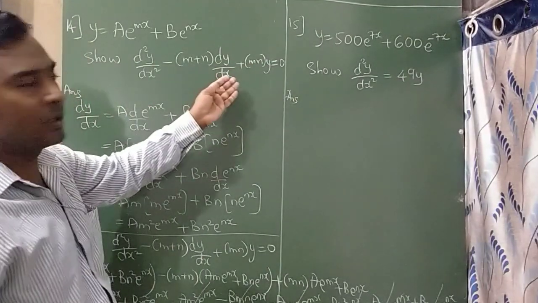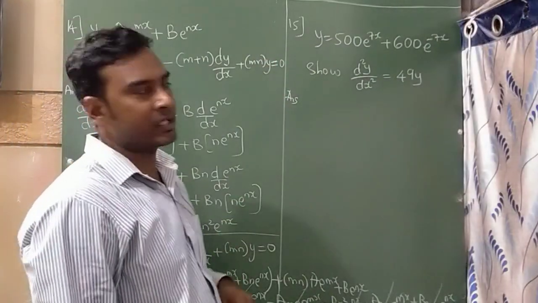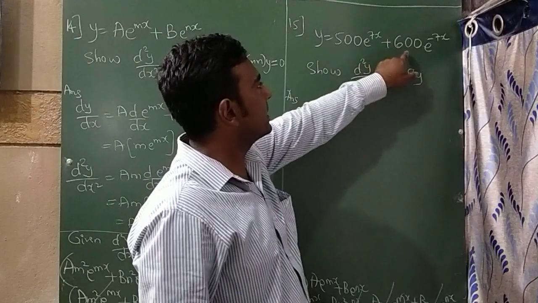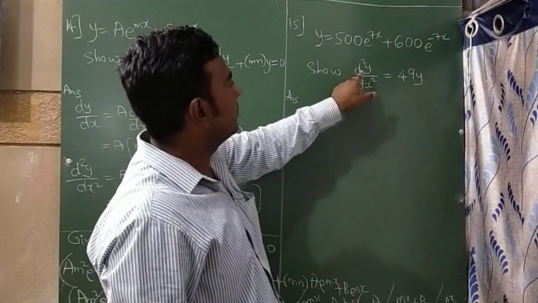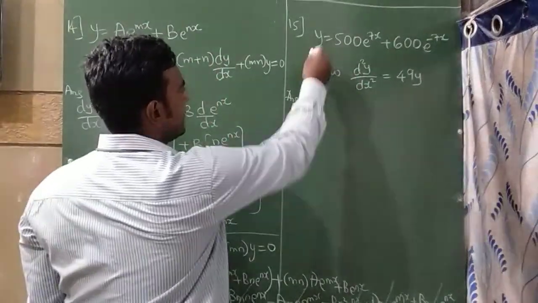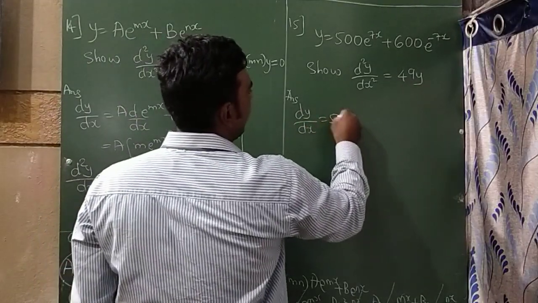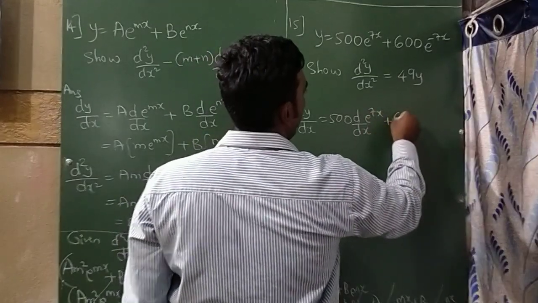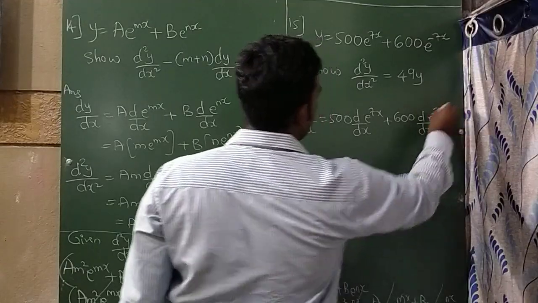So I hope you understood this sum. Fine. So let us move on to the 15th question. The question is, y is equal to 500 e raised to 7x plus 600 e raised to minus 7x. You need to show that d square y upon dx square is equal to 49y. So let us differentiate this. So dy by dx is equal to 500 d by dx of e raised to 7x plus 600 d by dx of e raised to minus 7x.